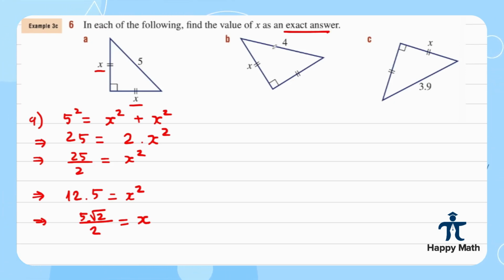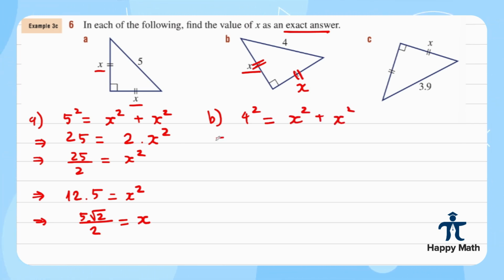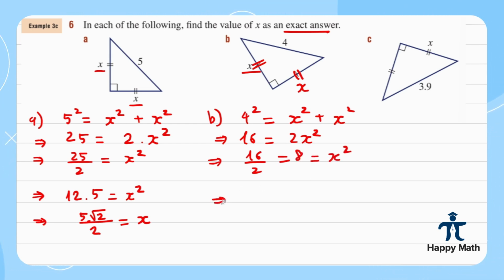The next question, the same thing for question B, but for this one the question gives you h on one side, but the other side you have no letter. You can understand that because based on this symbol, it means two sides here are equal. So here is h. And for B, you got 4 squared equal to h squared plus h squared. This is 16 and this is 2h squared. And 16 divided by 2 equal to 8 for h squared. Exact answer means square root 8 will be the answer for h.